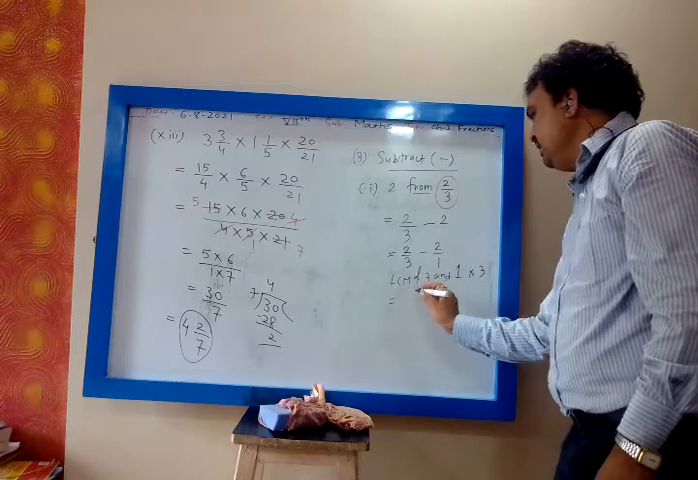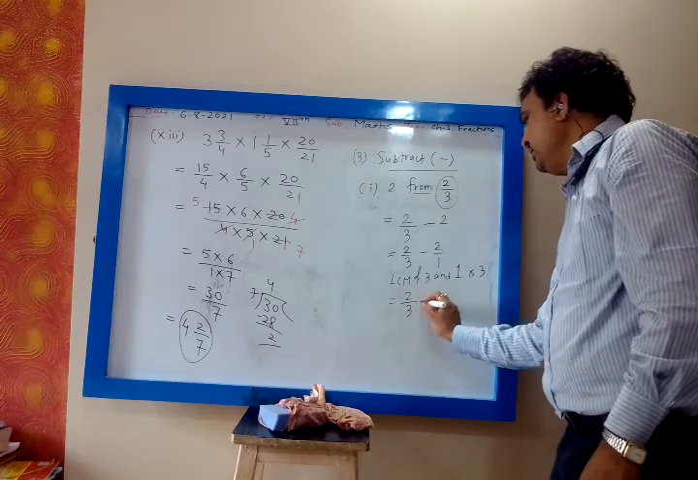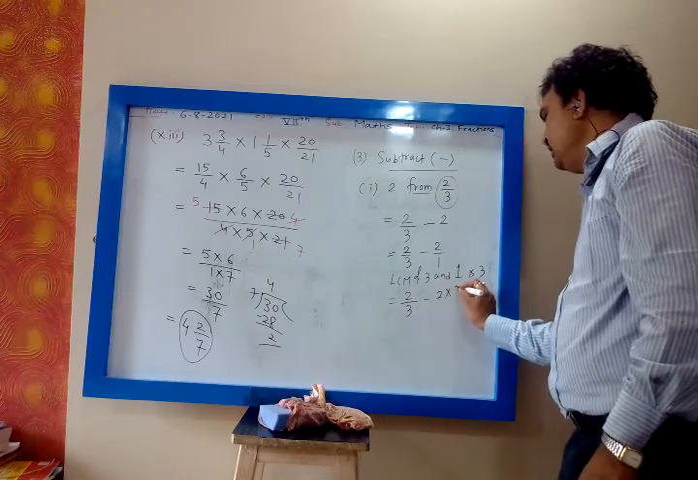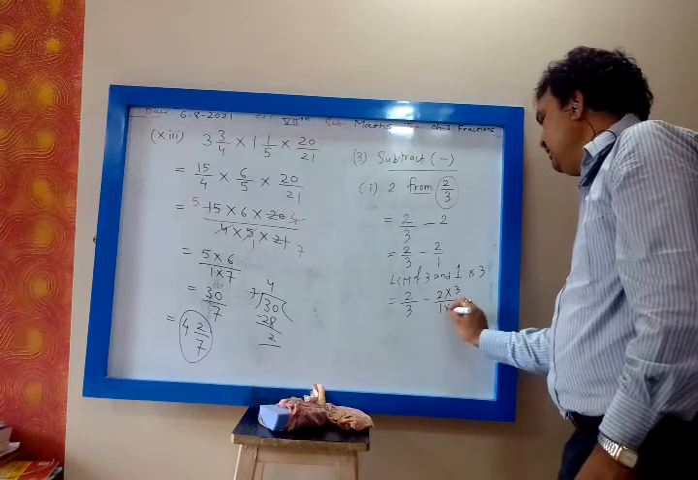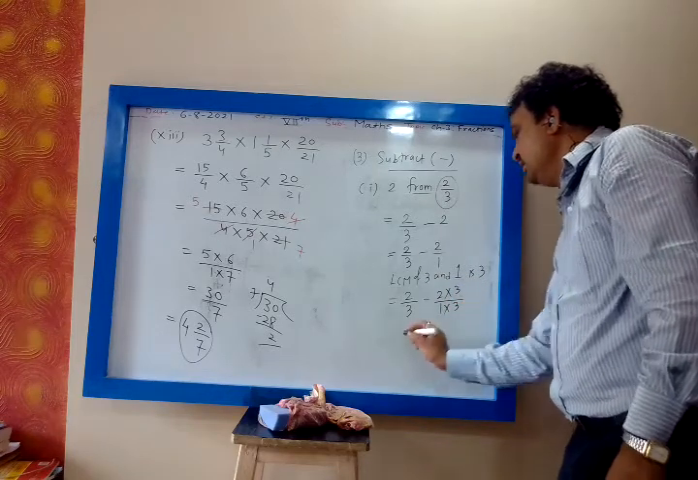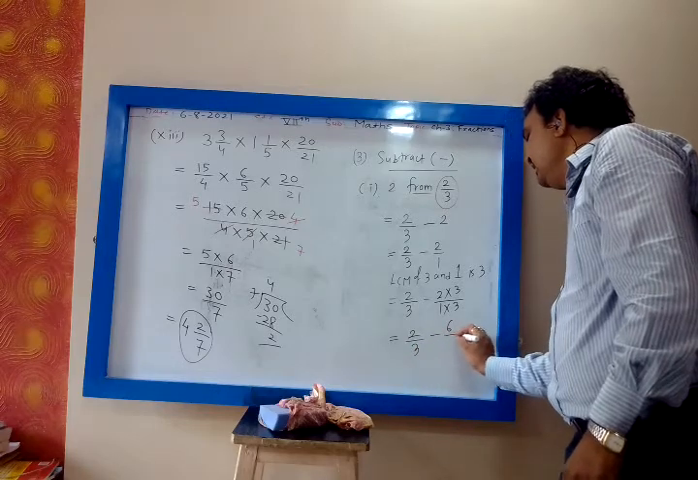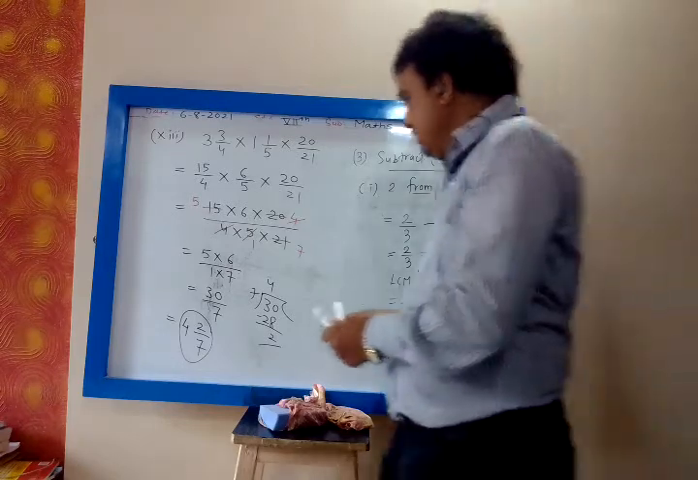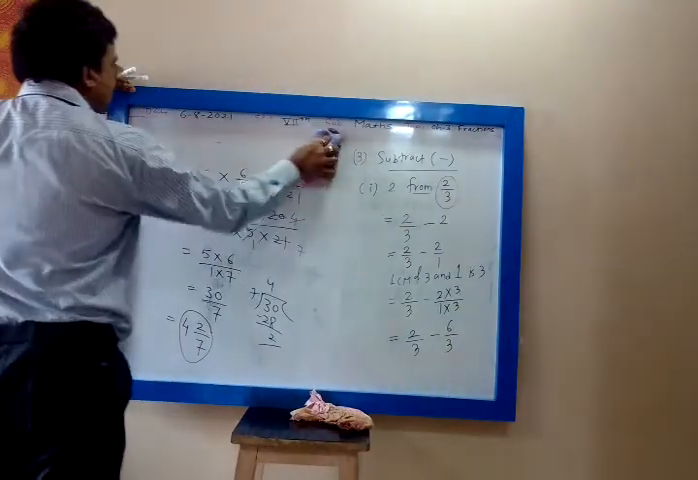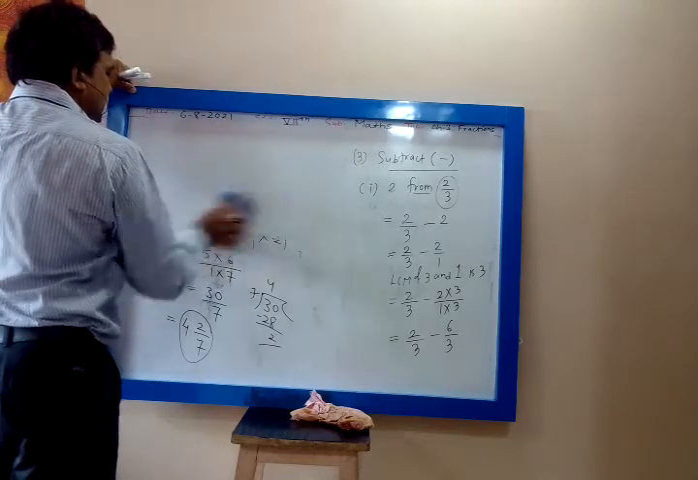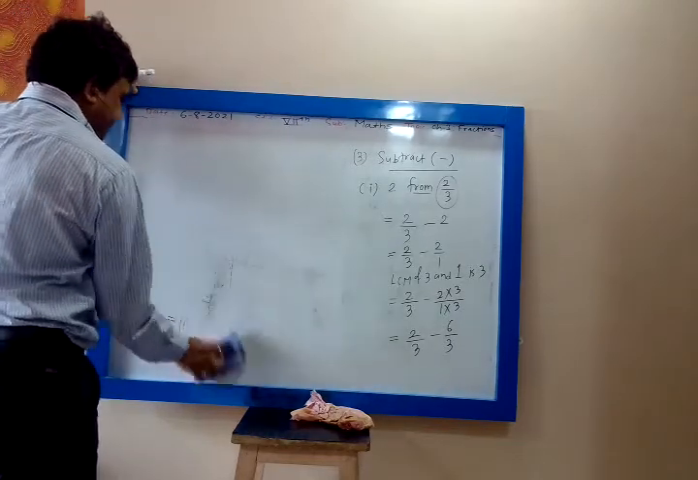So make the denominator, so 2 upon 3 minus 2 into 3 upon 1 into 3. Wait, how 4 by 3? You are wrong. So this is 2 by 3 minus 6 by 3. Now denominators are equal, so we can simplify the numerator. Those who are telling 4 upon 3, their answer is absolutely wrong.